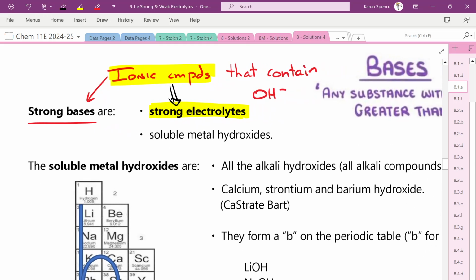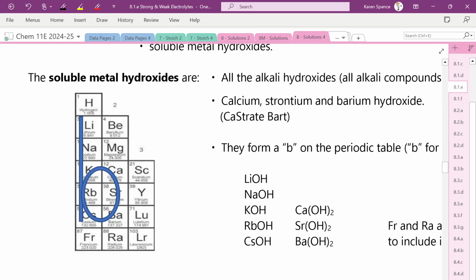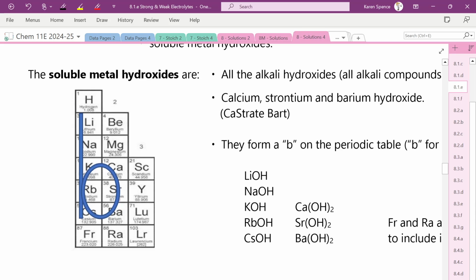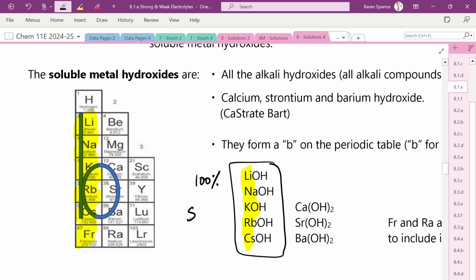Now, their conductivity and their ability to act as an electrolyte does depend on their solubility. But I don't want you to get too wound up about that at this point, okay? If I tell you it is soluble, then you just go, okay, it's soluble. Yes? Not all metal hydroxides are soluble, but we know that all of the alkali metal hydroxides are soluble. So these guys here, 100% soluble.